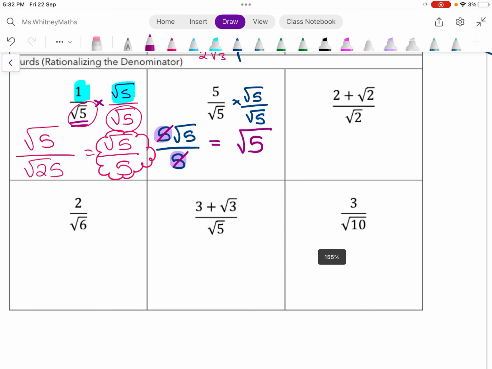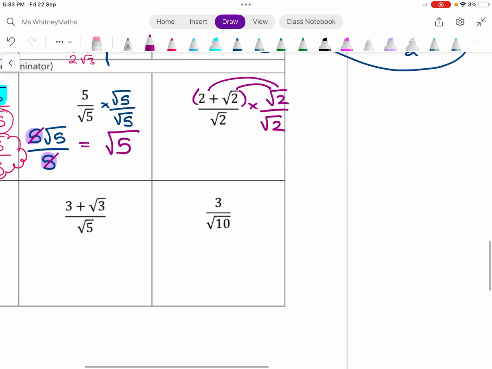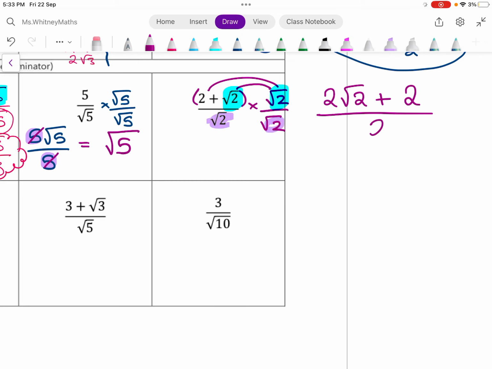Okay, let's have a look at the next one. Here we're going to multiply by root 2 over root 2. It's always linked with the bottom. The numerator just goes with the flow. It's always the denominator we're looking at changing. Here, we've got to be careful because we've got to do 2 times root 2 and also root 2 times root 2. So let's go through the steps. We're going to get 2 root 2 plus 2, because root 2 times root 2 is just 2, divided by root 2 times root 2 on the bottom, which gives us 2.